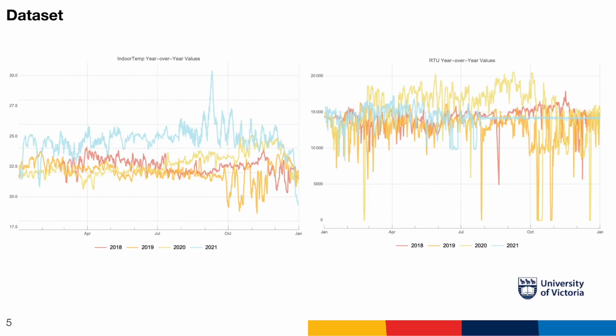This is an overview of the 4 years of historical data. You can see on the right, the rooftop unit is much more noisy. There's also periods where the rooftop unit was either undergoing maintenance or the sensor wasn't working.